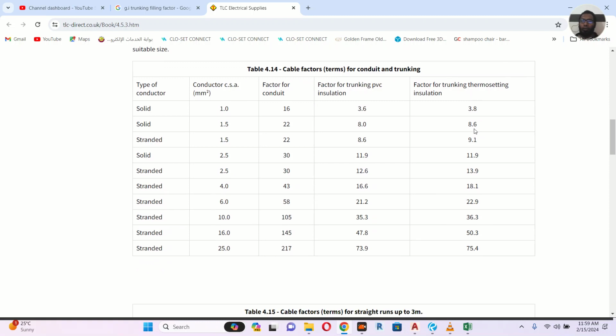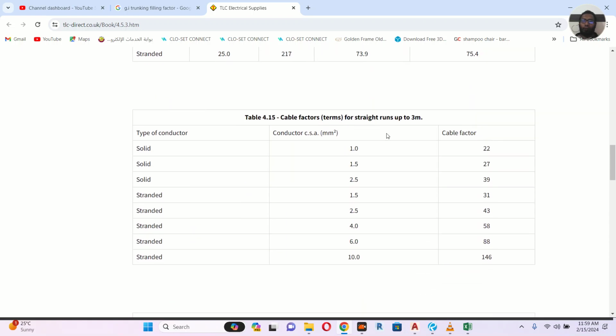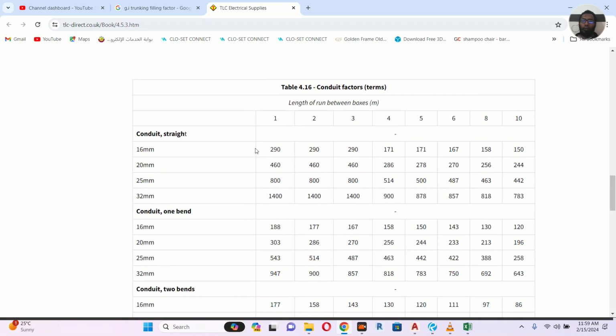So let's see how to calculate the filling factor. If you go down, this is the cable factor, and further down, this is the conduit factor. Let's say I am using 25 mm conduit. These are the meters, 1, 2, 3, 4. As per the meters between the boxes, the factor will change. So let's go for the 4 meter.